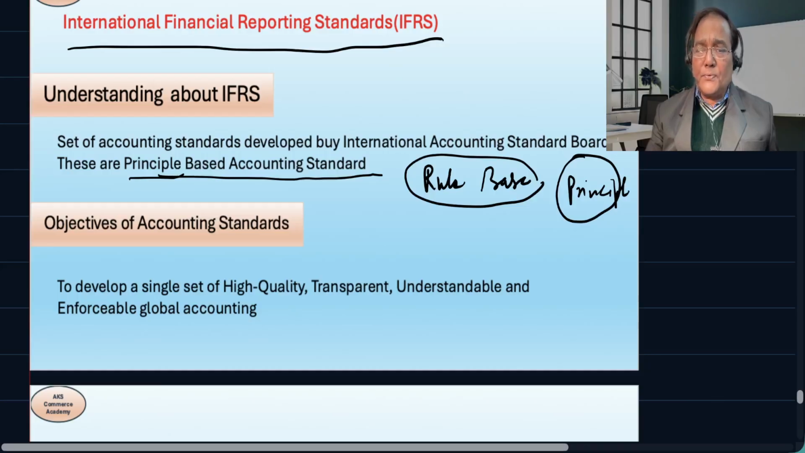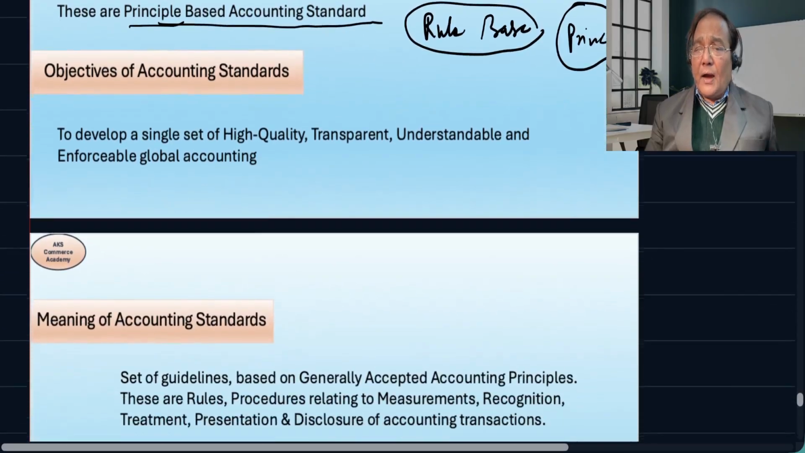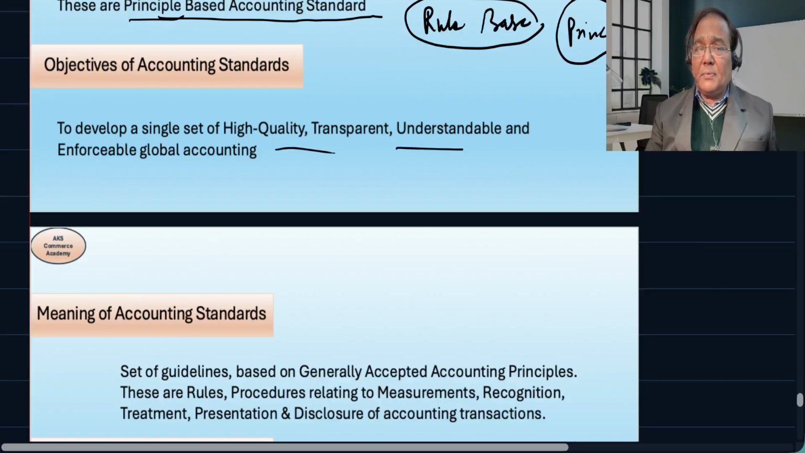What is the objective? To develop a single set of high quality, transparent, understandable, enforceable, global accounting standards. So that is the objective. We have already seen, though these terms may be specific, by and large the larger objective is to ease the process of global trade, global flow of funds, and that can only be done through the better understanding of the language called accounting language.